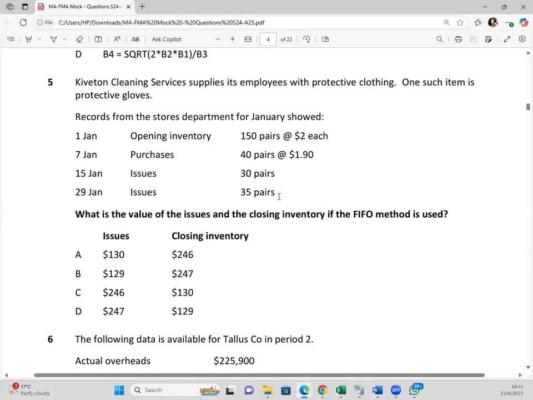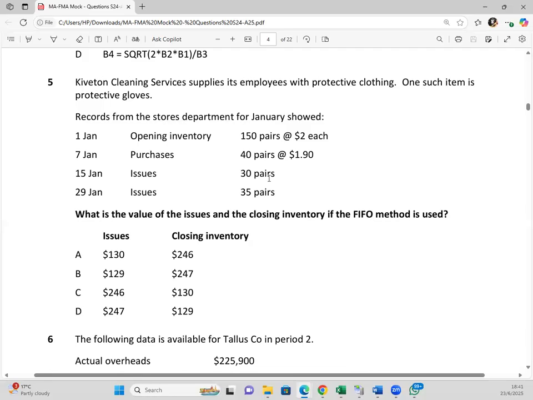Regarding the value of closing inventory, we are told that our opening inventory is 150. The purchases on 7 January are 40 pairs. FIFO says the goods that came in first are the first to be sold. So if we sold 30 pairs, it means we removed them from the batch which came in first, the batch we had as opening inventory. The 35 also, we removed them from the first batch. So all the units we sold were removed from the first batch.